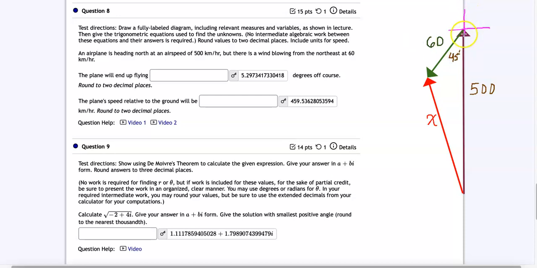Okay, now we have a 45-degree angle here, and the reason this is 45 degrees is because if this is north, south, east, west, we are coming from the northeast. Now the northeast is exactly at a 45-45 split here. So that means that if this angle here is 45 and this angle here is 45, then these are vertical angles, and vertical angles are congruent. And then down here we have a theta, because this is unknown, and this unknown represents how many degrees off course. So this will be theta, and then x represents the plane's speed relative to the ground.